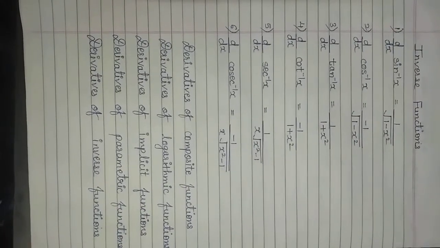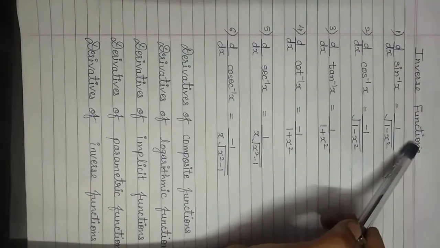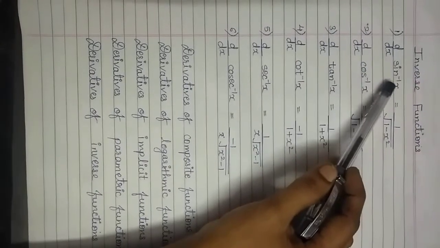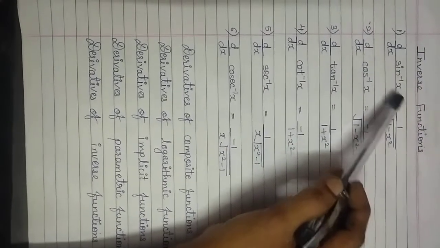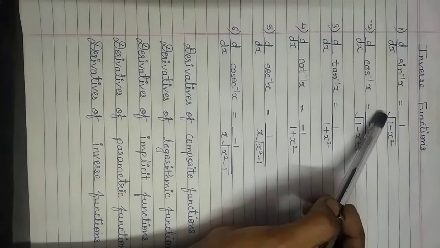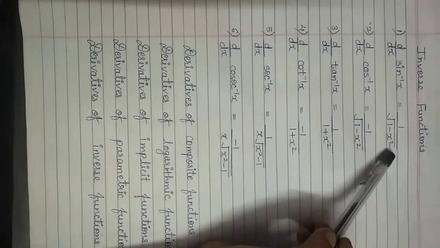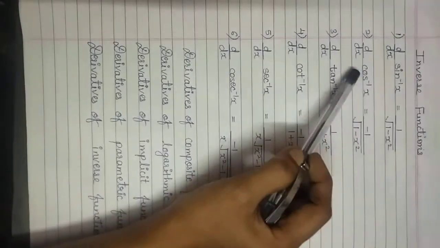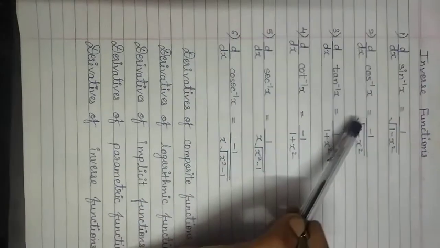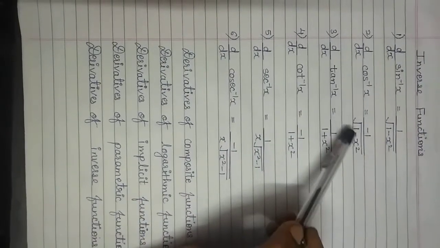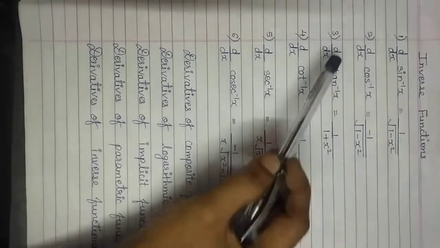Hello students, these are a few inverse functions. Derivative of sine inverse of x is 1 upon under root 1 minus x square. Derivative of cos inverse of x is minus 1 upon under root 1 minus x square.